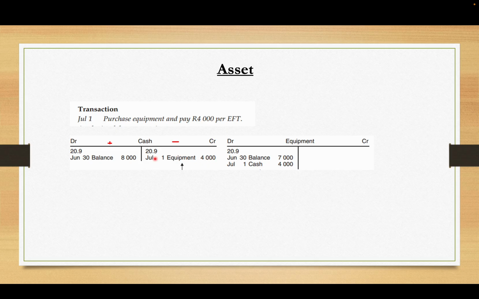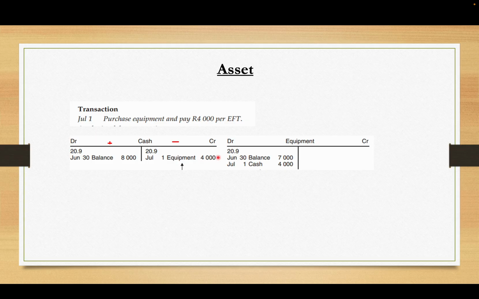4,000 worth of equipment. Your story must make sense. Look at it as a story. I can't say, okay, purchase equipment and pay 4,000, I paid 4,000 rand and I put bank. It doesn't make sense. I paid 4,000 rand for what? I can't say I paid 4,000 rand for bank. There's no such thing as paying 4,000 for bank.